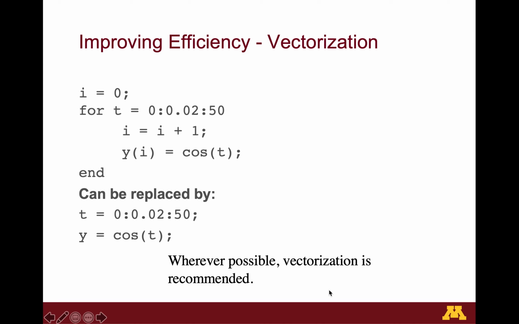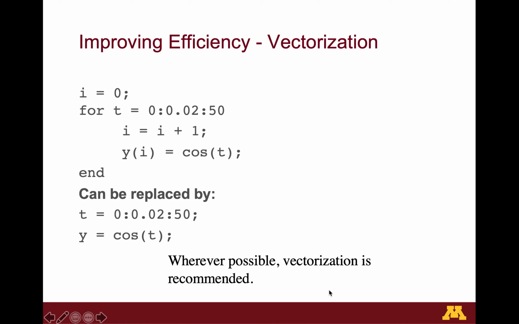Inside this for loop body, the first line is i equals i plus 1, so i will be increased by 1. And y_i, which is the ith element in a vector y, will be equal to cosine t. So for each small t change, we have a new y element added to the vector y. In fact, this will return a y vector of cosine t, right? Cosine t vector. So we can replace this for loop with the following.